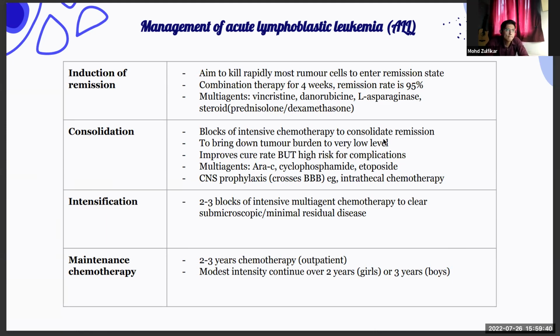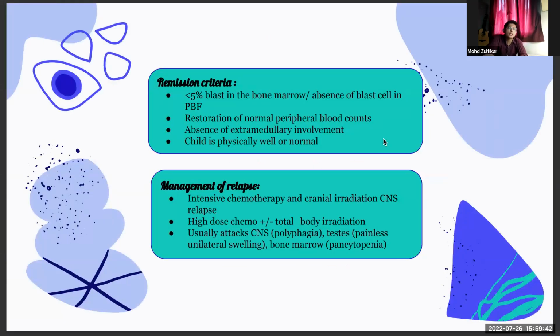So next slide. So these are the remission criteria for the patient with leukemia. The first one is less than 5% of blast cells in the bone marrow, or totally absent blast cells in the peripheral blood film. The second one is the restoration of normal peripheral blood counts and the absence of extramedullary involvement. And the last one is that the child is physically well or normal.